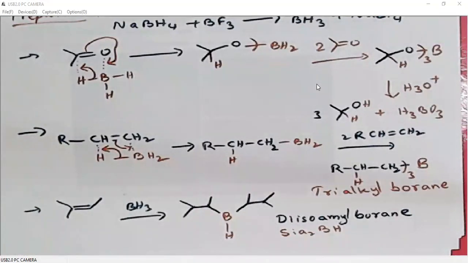So remember, how many alkyl groups can be added to boron? It depends on the steric crowding of the alkyl group. If it is a terminal double bond, that means it doesn't have any steric crowding, we can add 3 alkyl groups. If it is an internal double bond, then the steric crowding of the double bond will decide how many alkyl groups can be added to boron.